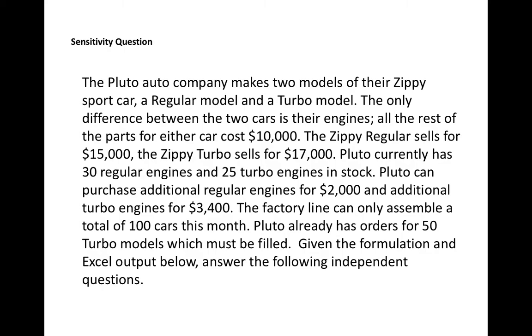The Pluto Auto Company makes two models of their GP sports car, a regular model and a turbo model. The only difference between the two cars is their engines. All the rest of the parts for either car cost $10,000. The GP regular car sells for $15,000 and the GP turbo car sells for $17,000.